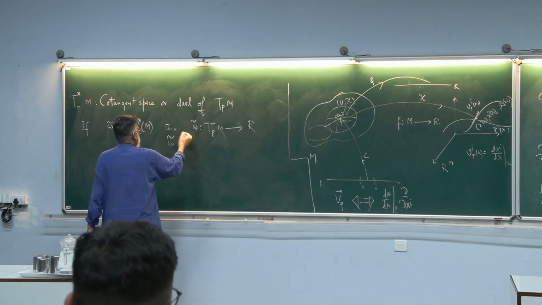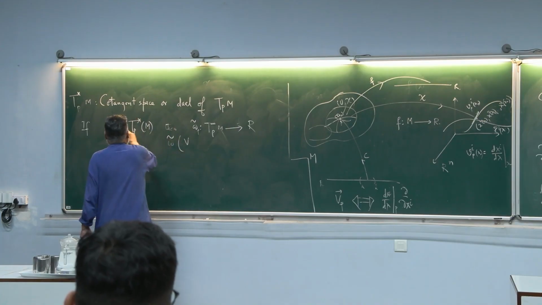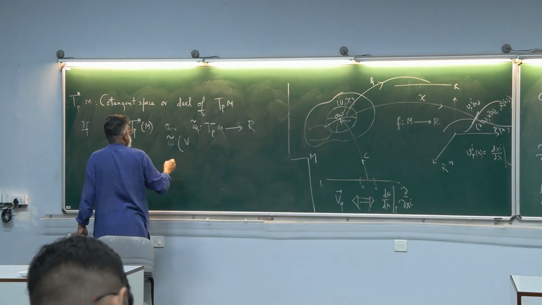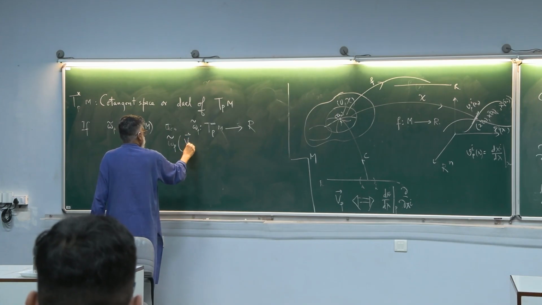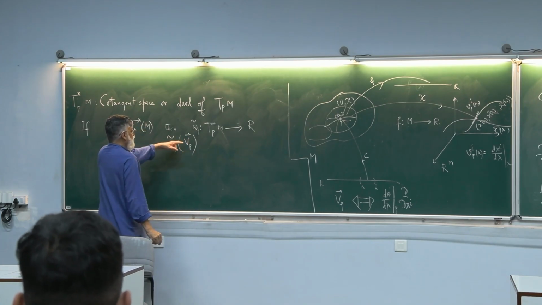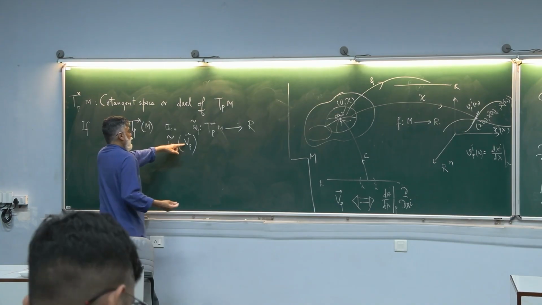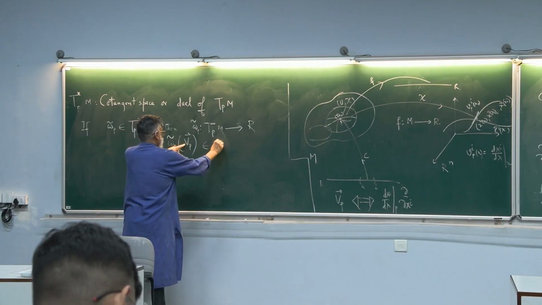Oh, by the way, I should mention P. So, these are all local quantities. We are all talking about P, because when this acts on Vp, it produces a real number. So, this belongs to the real numbers.